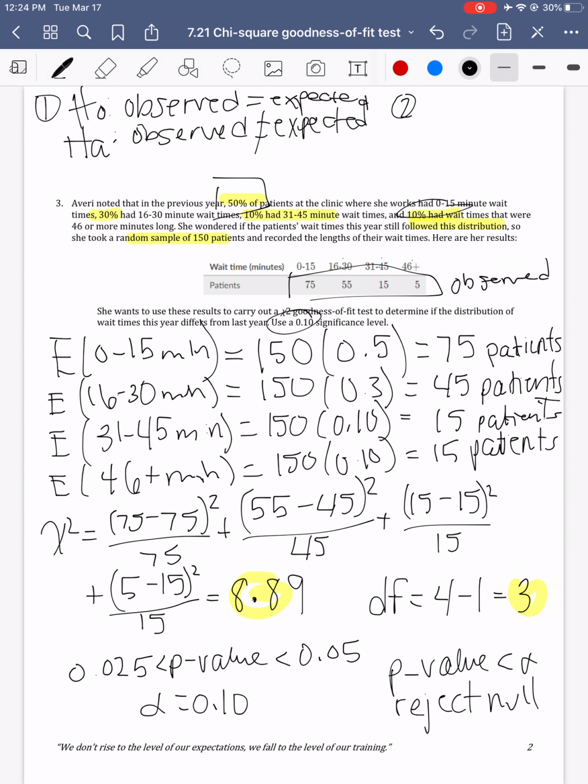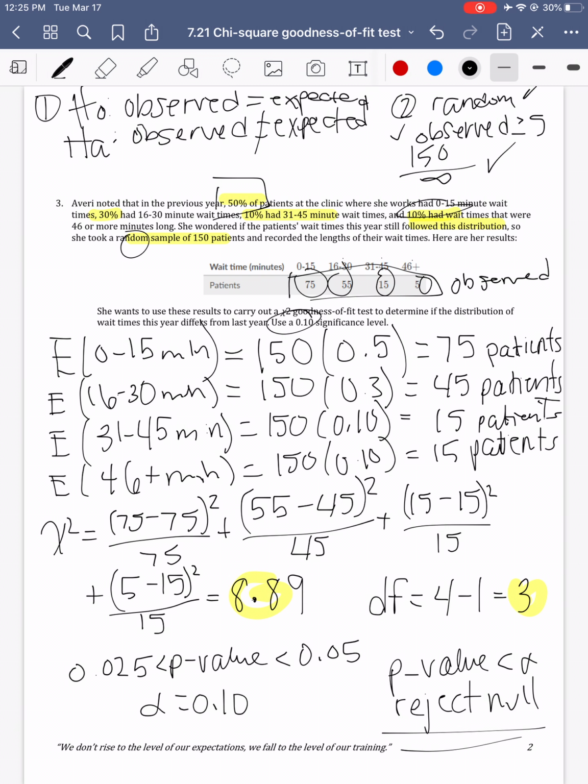And then secondly, for our conditions, it said we took a random sample right here, so we're good there. Each of our counts, our observed values, were greater than or equal to 5. We're cutting it close there with the 46 plus, but we're good to go there. And then our random sample was 150. Let's assume that there are a large number of patients, so we are good to go there. So now we know which hypothesis we are actually rejecting, so we are done with this problem.